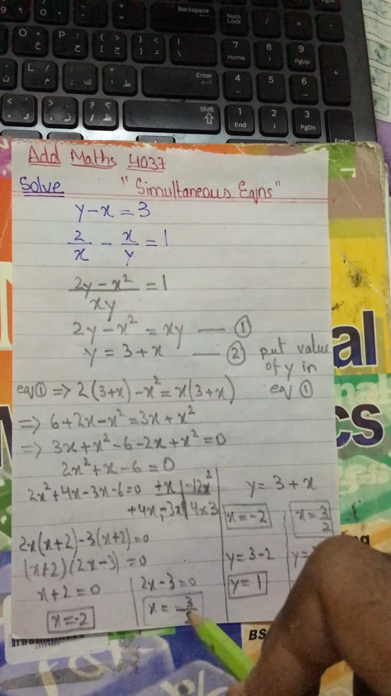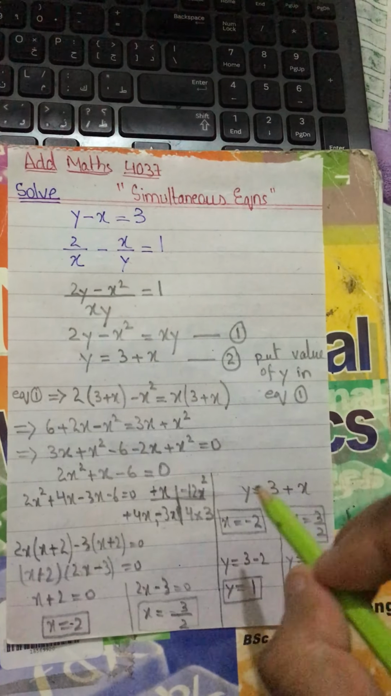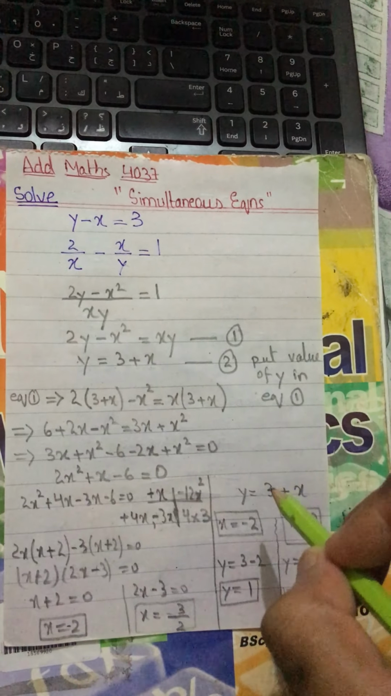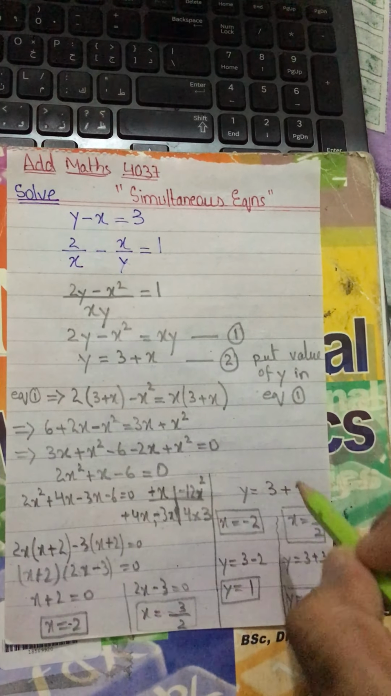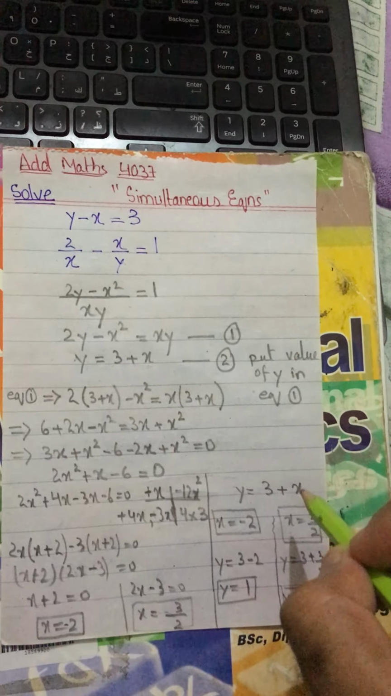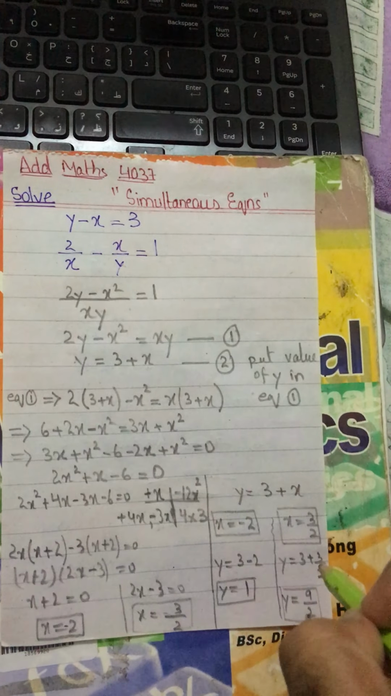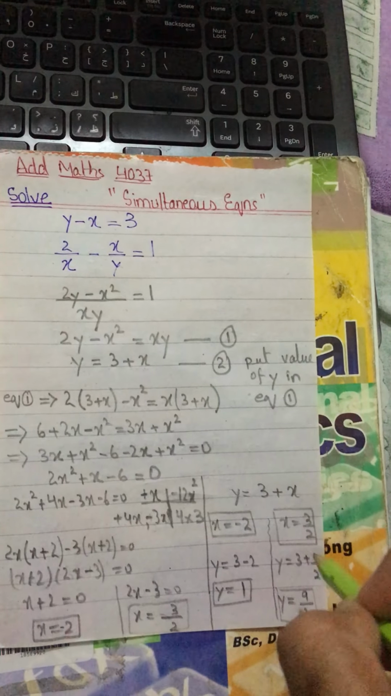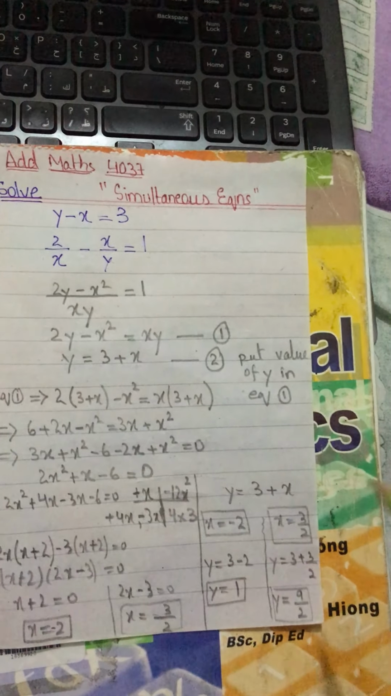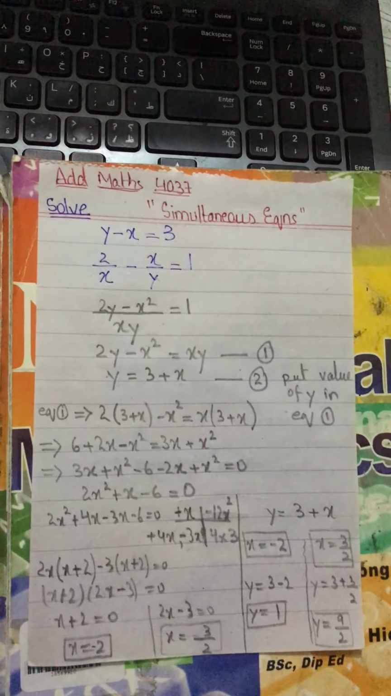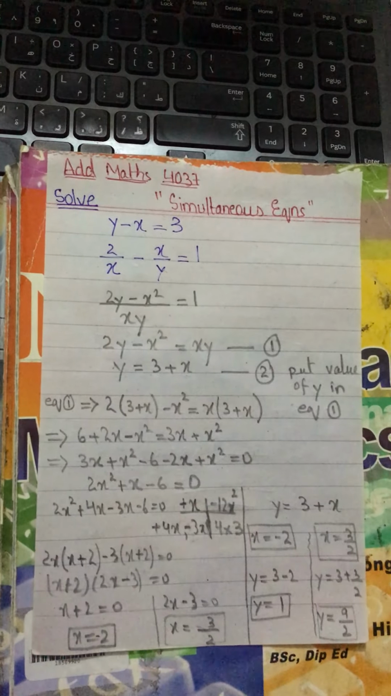And then I will use 3 upon 2 in place of x. y is equals to 3 plus 3 upon 2. This 3 will be as it is, and this sign is positive, and the value of x this time is 3 upon 2. So I will take the LCM. 2 will be the LCM, and 2 multiplied by 3 is 6, and 6 plus 3 will be equals to 9. So when the value of x is equals to 3 upon 2, the value of y is 9 upon 2. So this was the solution.